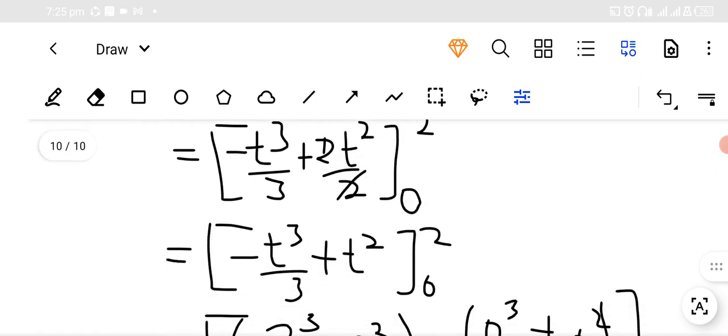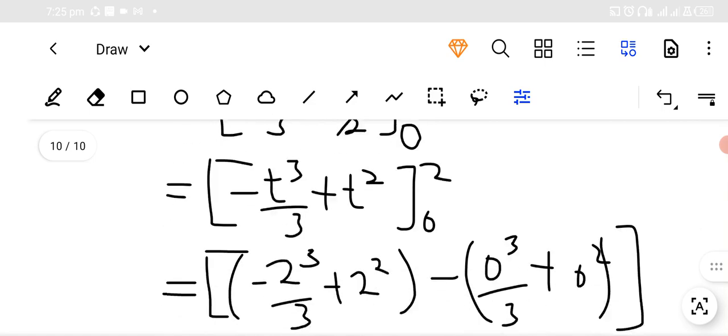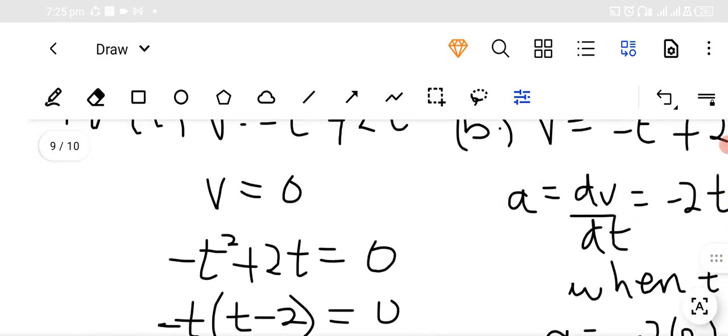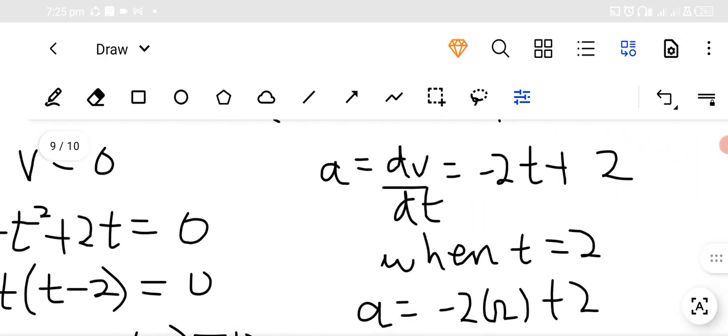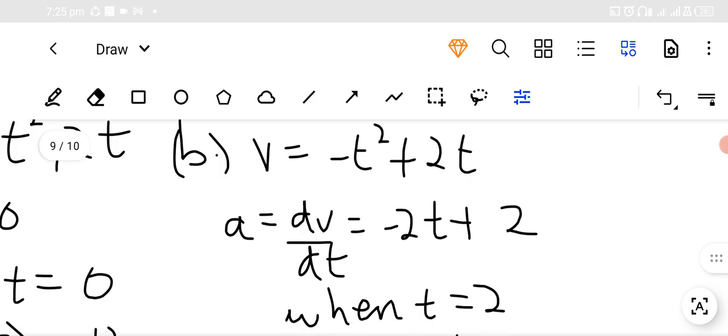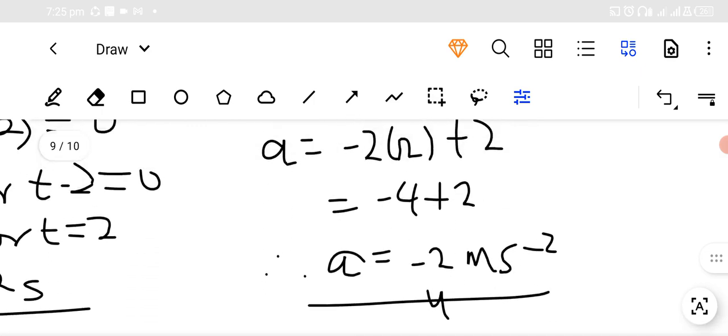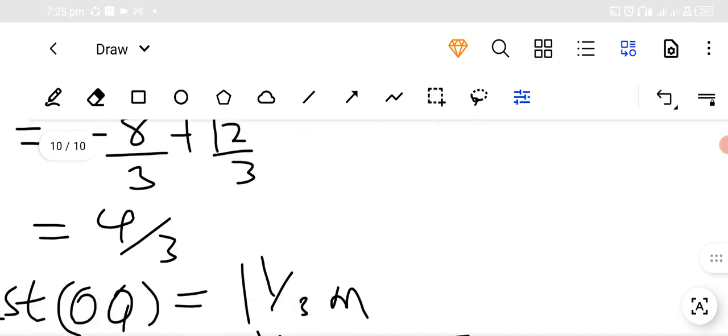So you can go through the working. We integrated. It became like that from 0 to 2, because we found t is equal to 2. Then we had negative 2 cubed divided by 3 plus 2 squared, which gave us 1, remainder 1 over 3. And we were very careful in finding the instantaneous rest point. We differentiated and we found that answer, negative 2 meters per second squared.